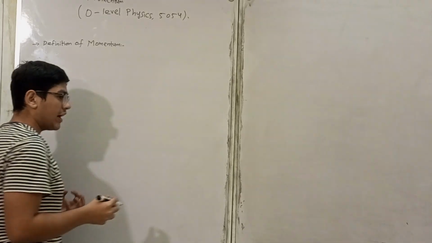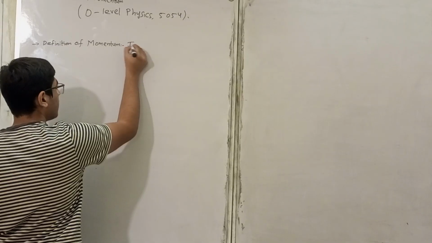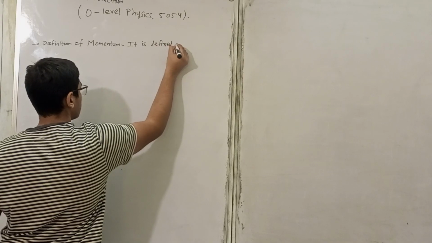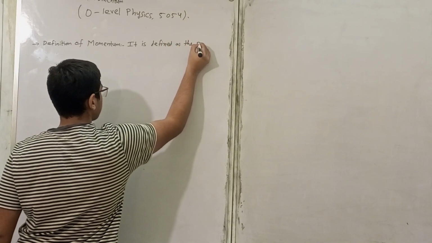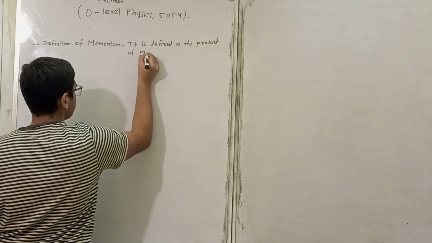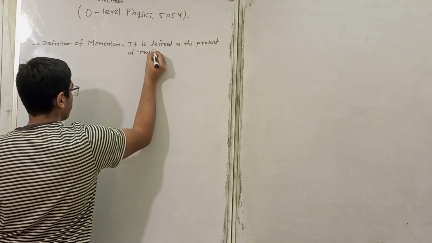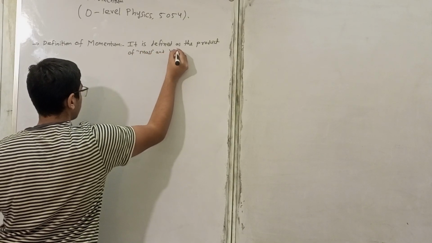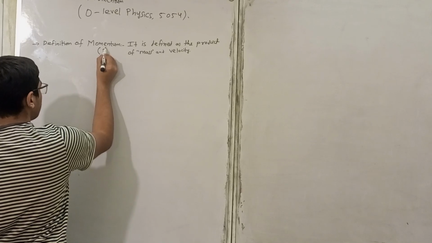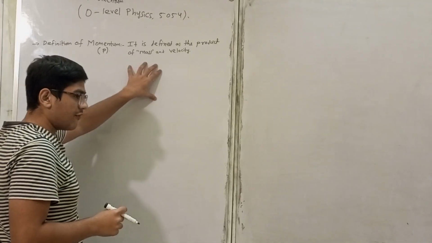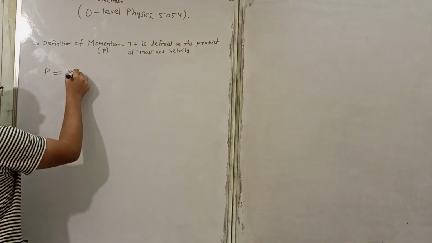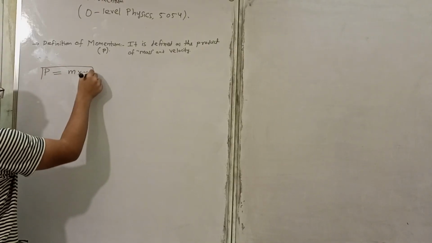So momentum is defined as the product of mass and velocity. It is represented by the symbol capital P, and from its definition we can derive its formula, that is P equals M into V, because product means multiply.